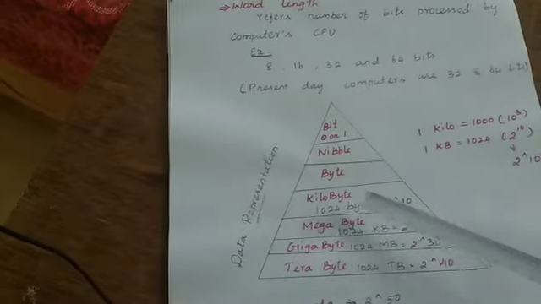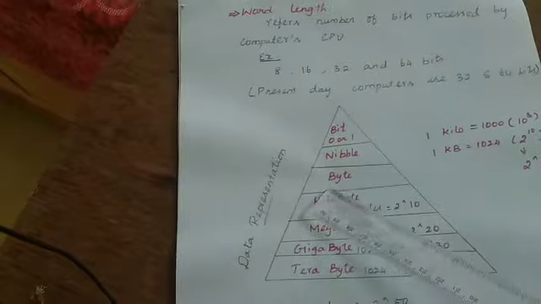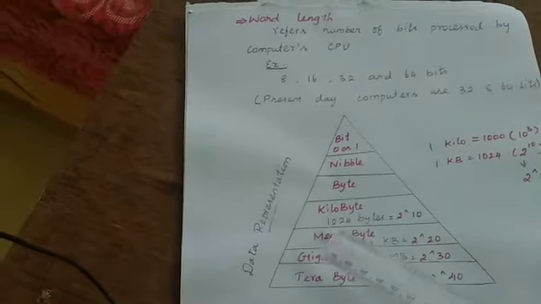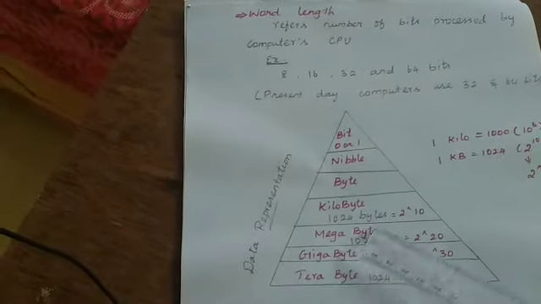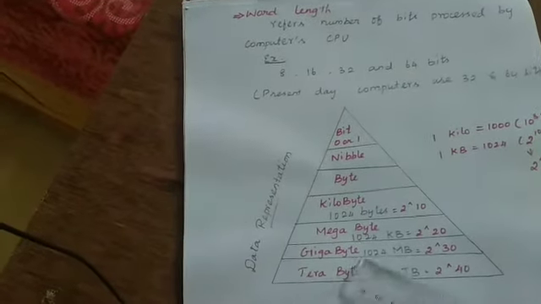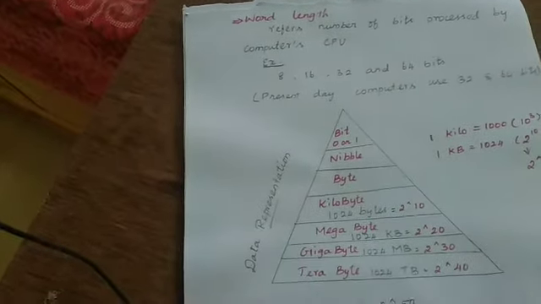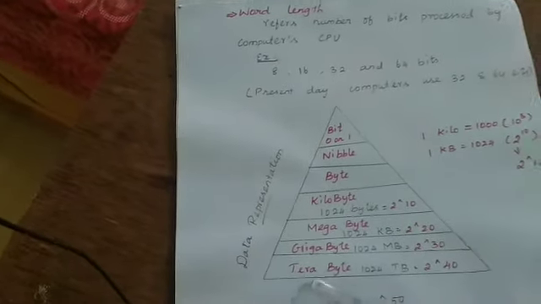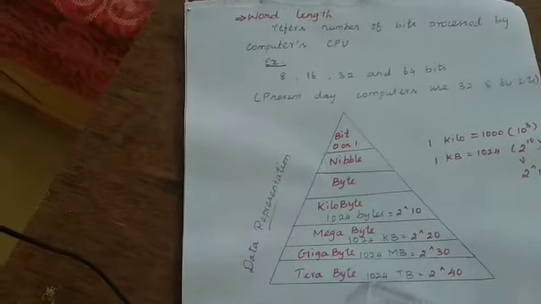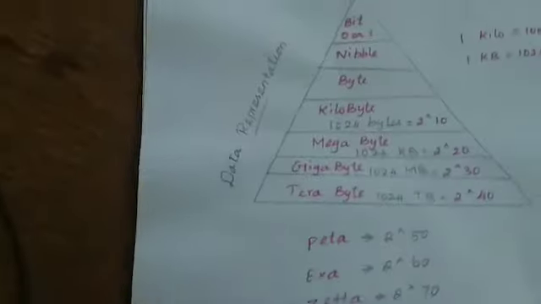Next one is megabyte. A megabyte consists of 1024 kilobytes. And next one is gigabyte. A gigabyte consists of 1024 megabytes. And after that we have terabyte. A terabyte consists of 1024 gigabytes.